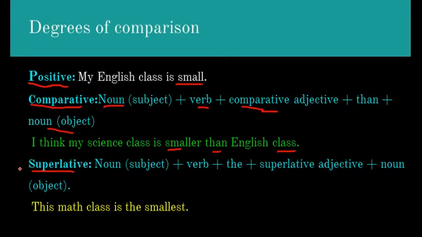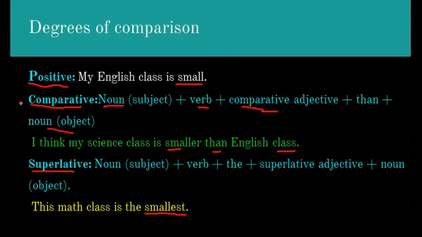To compare 3 or more people or things, use superlative degree. Example, this math class is the smallest. Smallest is a superlative adjective. So, superlative adjectives are used to describe an object, person, or thing which is at the upper or lower limit of a quality.